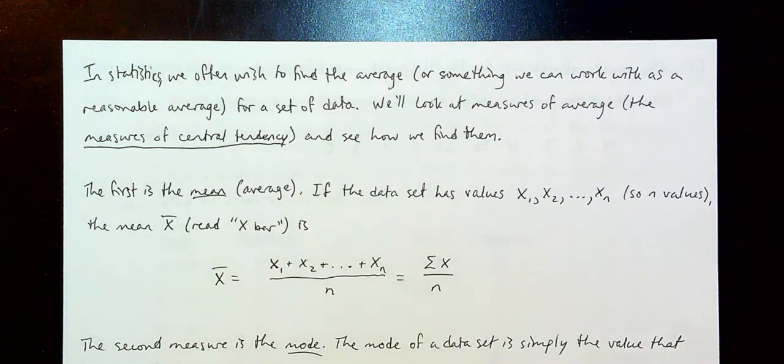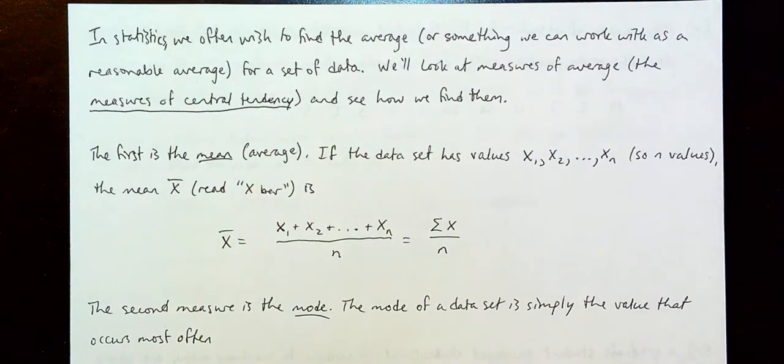But the first measure of central tendency, or the first measure of average, is the mean, which is just a nice mathematical word for the average. Now, you may say, okay, so we have something called the average. Are we really going to even bother messing around with finding any other measures of central tendency? Yes, we are. And by the end of this video, we'll see why we bother with finding these other measures of central tendency. But first up, the mean.